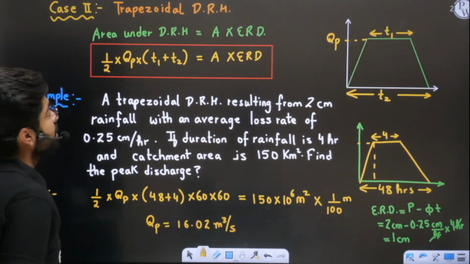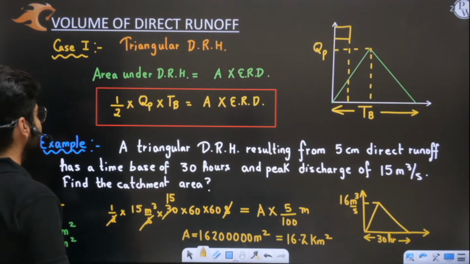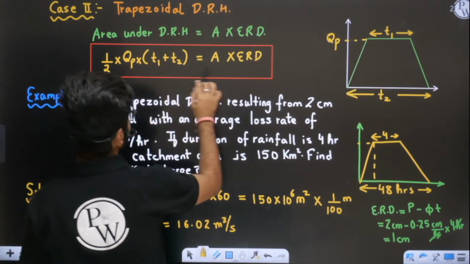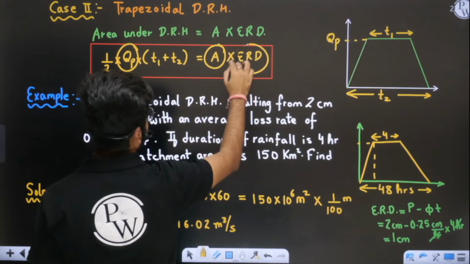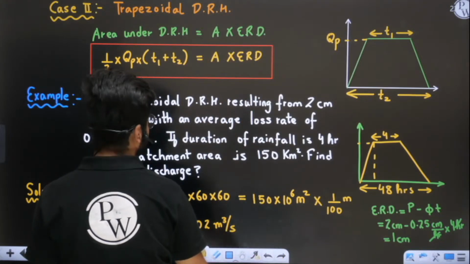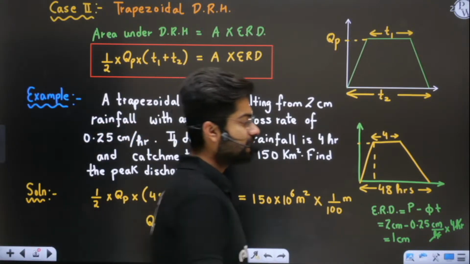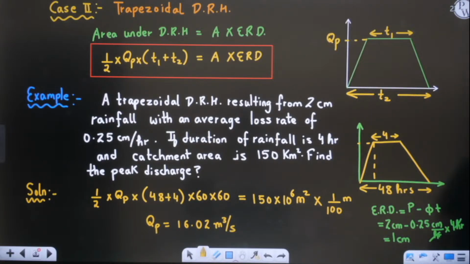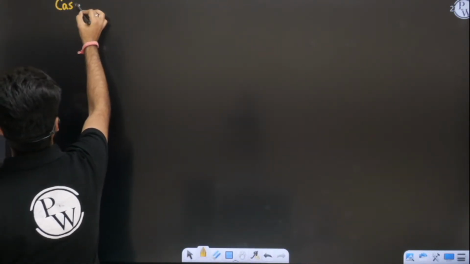Now we'll move on to the third case. Case 1 is fully clear, case 2 is fully clear. In this part, anything can be asked: they can ask me QP, catchment area, or effective rainfall depth. So tell me, is the second case clear or not? Kindly comment yes or no. Then we'll move on to case 3.